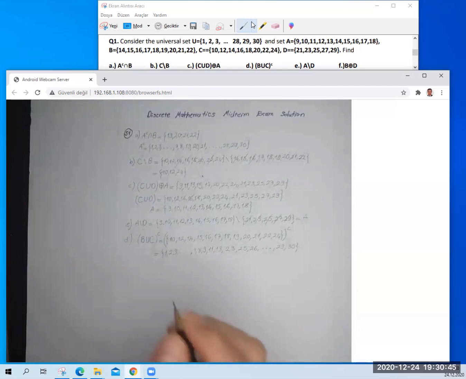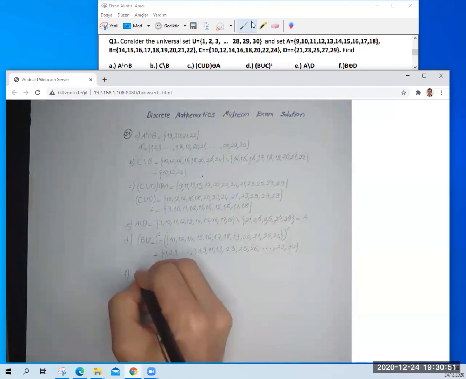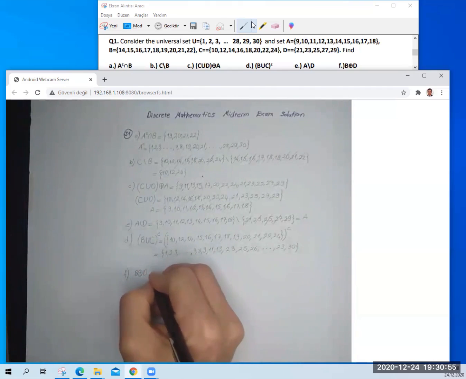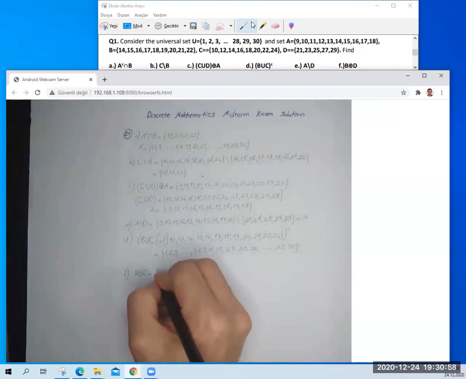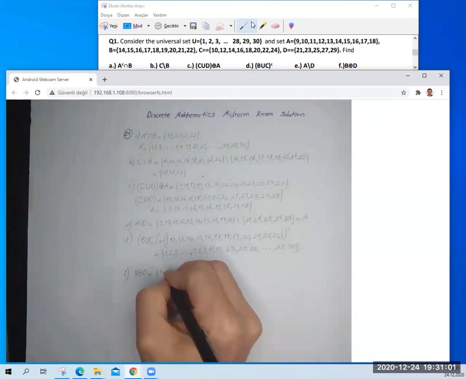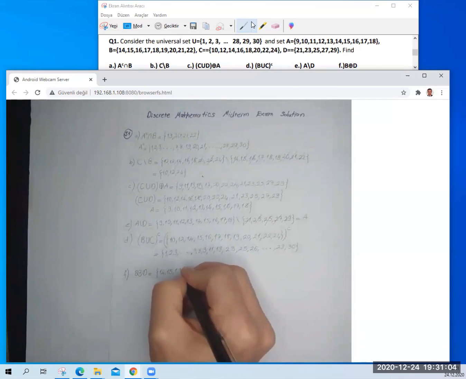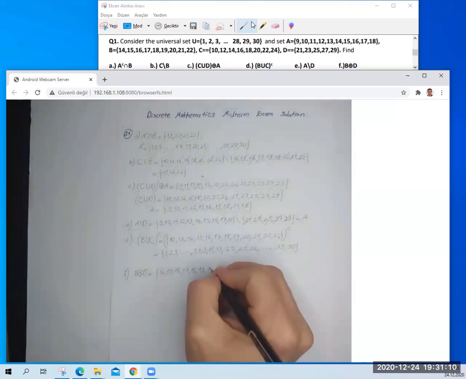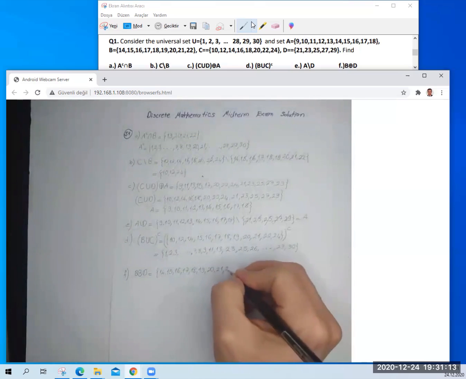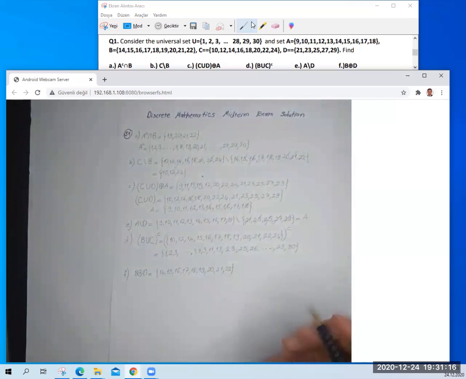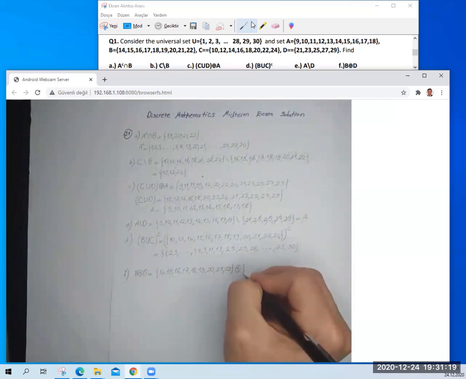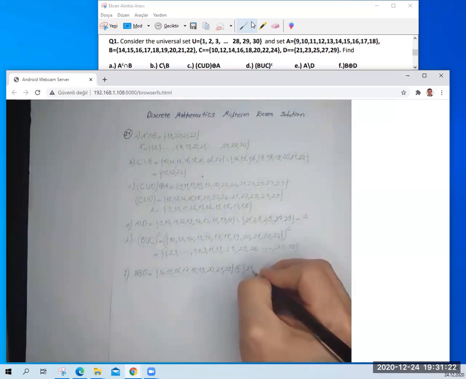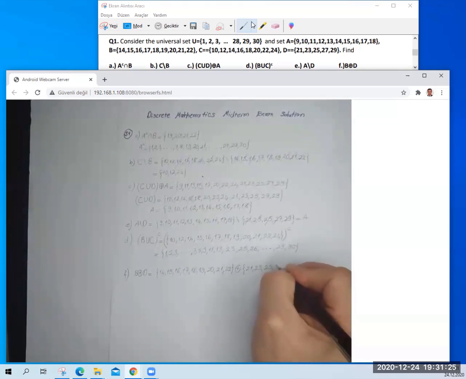What is the next as a F? Okay, F, B symmetric difference D. Okay, I will write the set B. So what is the B? 14, 15, 16, 17, 18, 19, 20, 21, 22, and symmetric difference. So what is inside of the D? 21, 3, 5, 7, and 29.